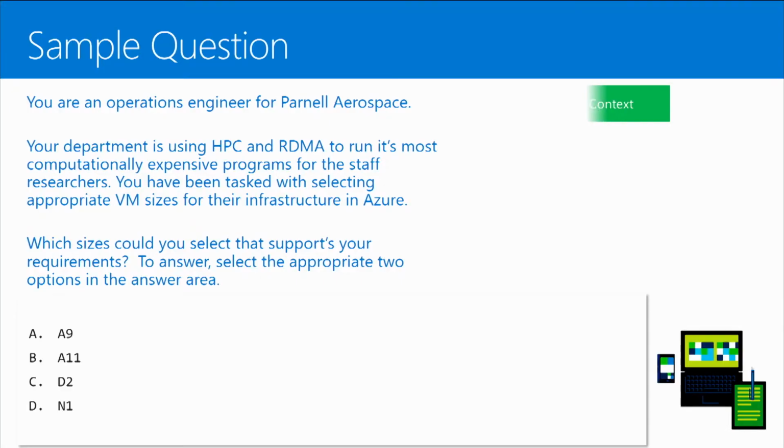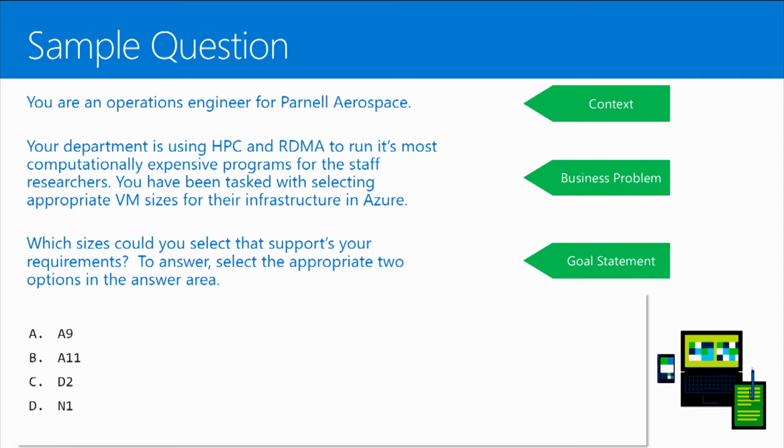So let's look at another sample question. Here the context is that you're an operations engineer for Parnell Aerospace. Your department is using high-performance compute and RDMA to run its most computationally expensive programs for the staff researchers. You have been tasked with selecting appropriate virtual machine sizes for the infrastructure in Azure. So which sizes could you select to support your requirements? To answer, select the appropriate 2 options in the answer area.